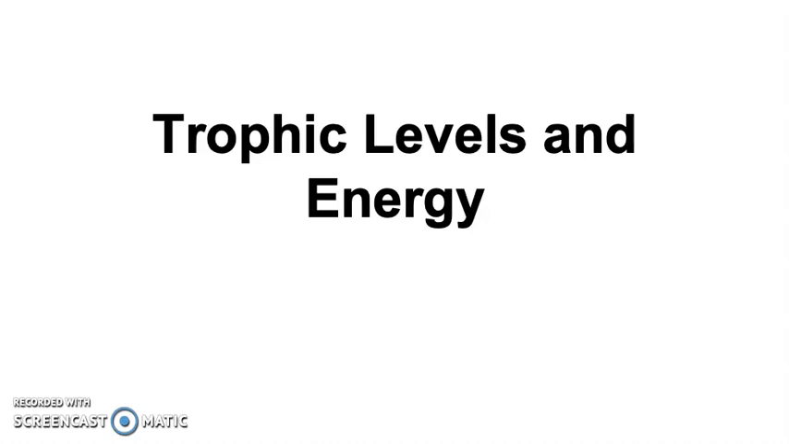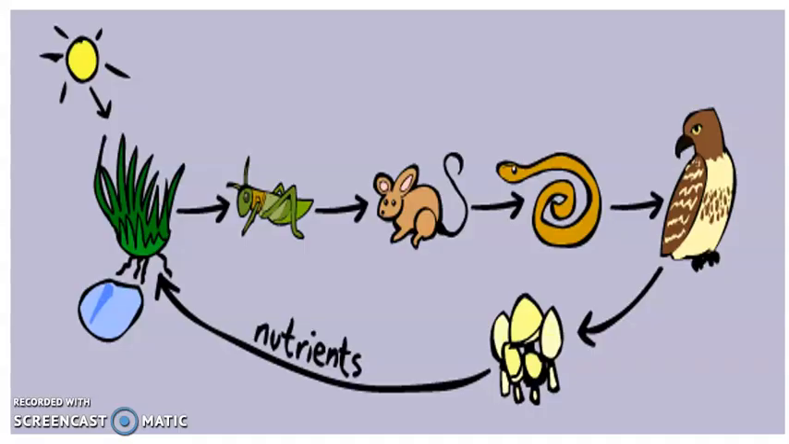So ecosystems are all about the transfer of energy. So today we're going to be talking about trophic levels and energy transfer. So here is a very basic food chain.